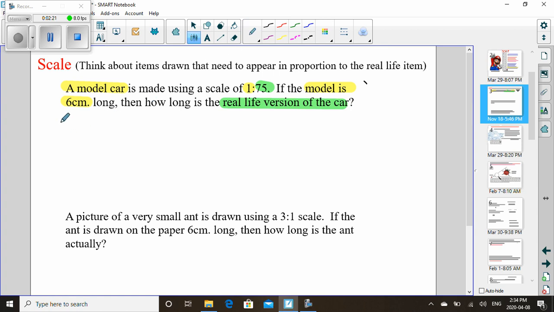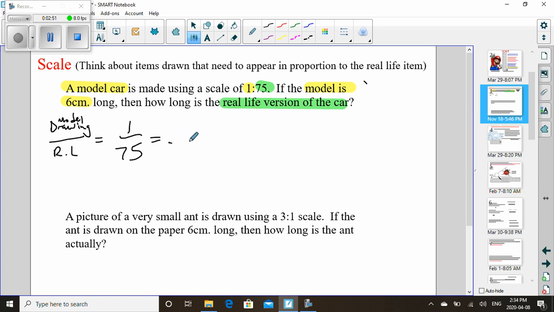But I would say let's always do this, okay? Always do the drawing or the model compared to RL, stands for real life, okay? So I could say this is the model or the drawing and comparing to real life. The numbers are given 1 to 75, okay? And 1 to 75 is what the scale has been listed. Then the model car is 6 centimeters long.